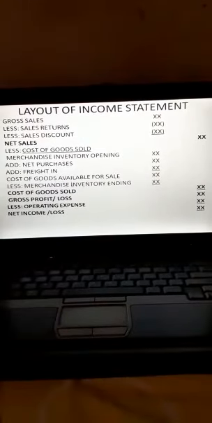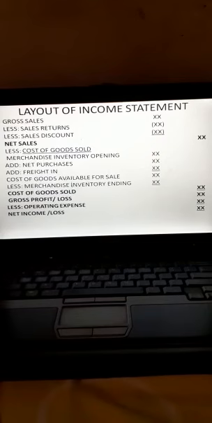I hope you are getting it, that we have gross sales and sales returns and sales discounts that we have deducted, and we are getting net sales. Then we have a format to calculate cost of goods sold. Here merchandise inventory opening balance, then we'll add up net purchases, freight in, we'll get cost of goods available for sale here. Then after deducting inventories, we will get cost of goods sold, and from net sales we are deducting cost of goods sold, so we will get gross profit here.